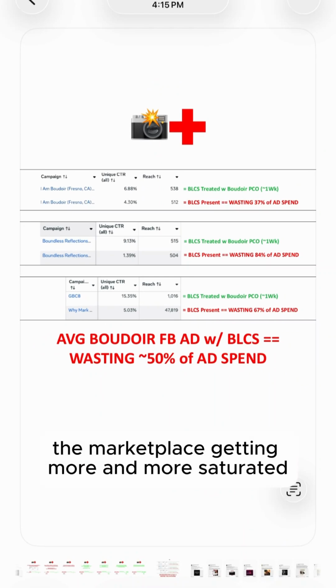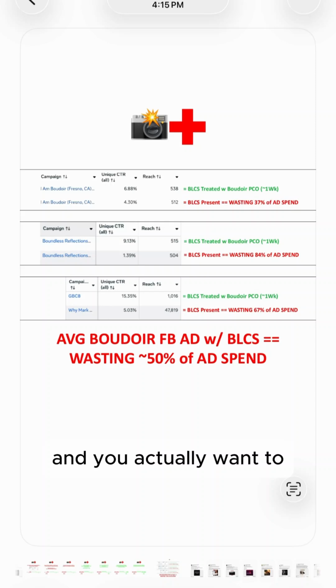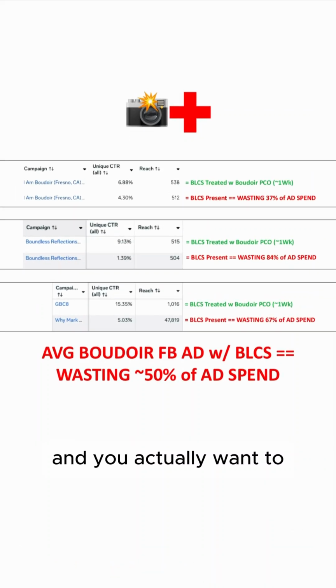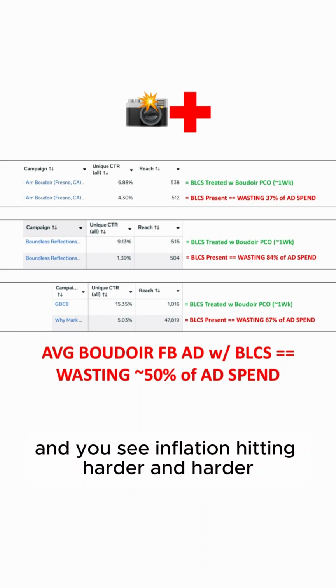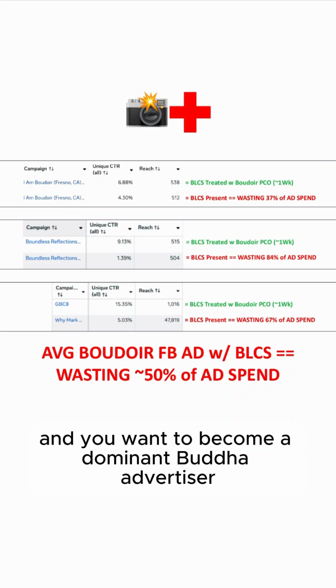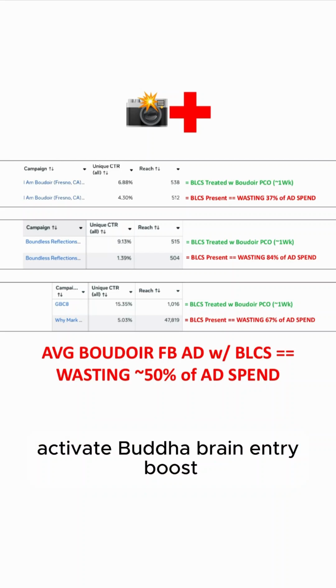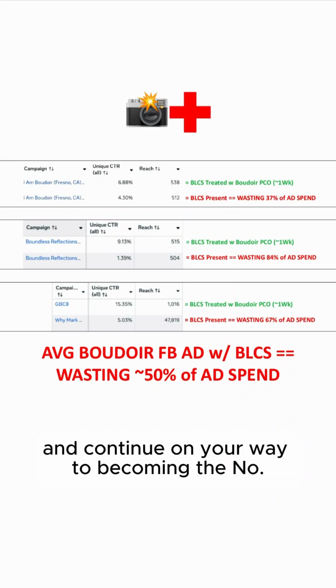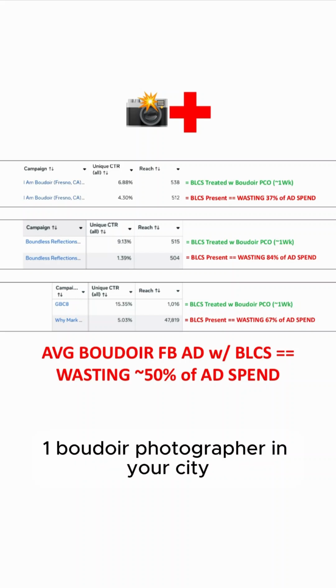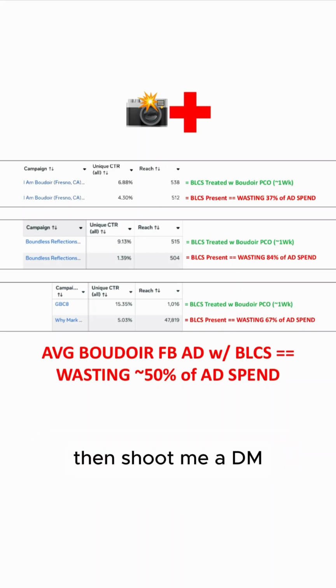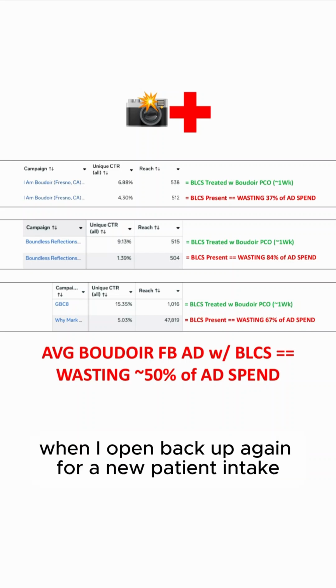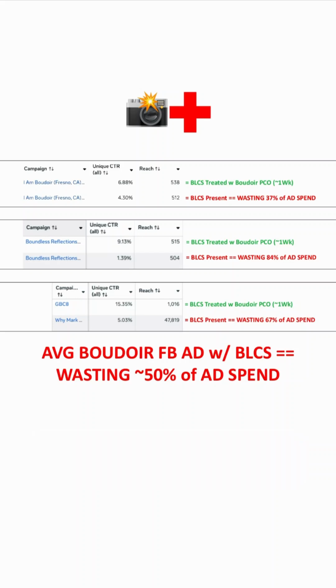And so you see the marketplace getting more and more saturated, and you see inflation hitting harder and harder, and you want to become a dominant boudoir advertiser, achieve pre-click alignment, activate Boudoir brand entry boost, and continue on your way to becoming the #1 boudoir photographer in your city, then shoot me a DM when I open back up again for new patient intake.